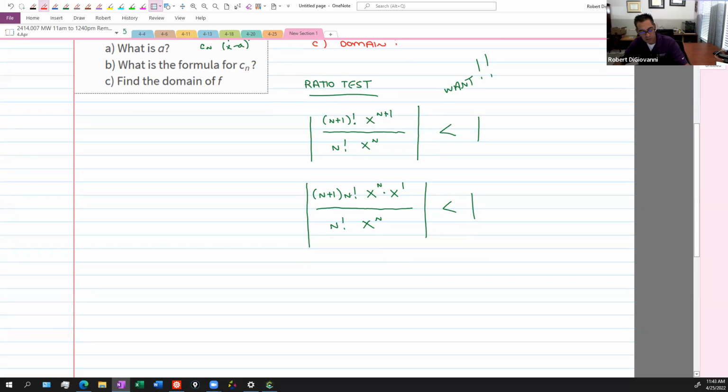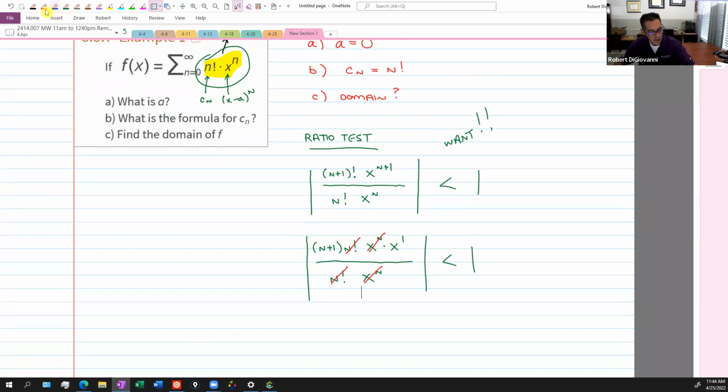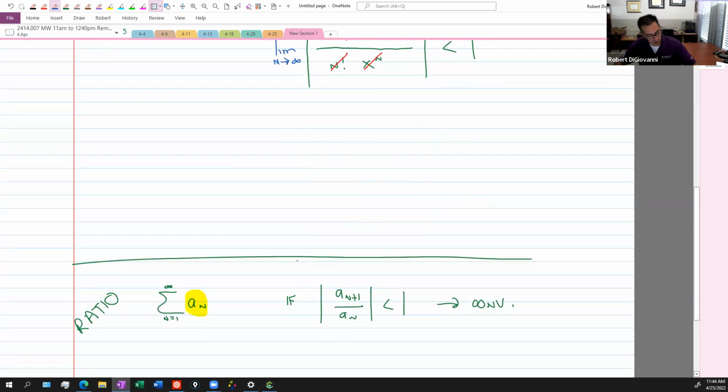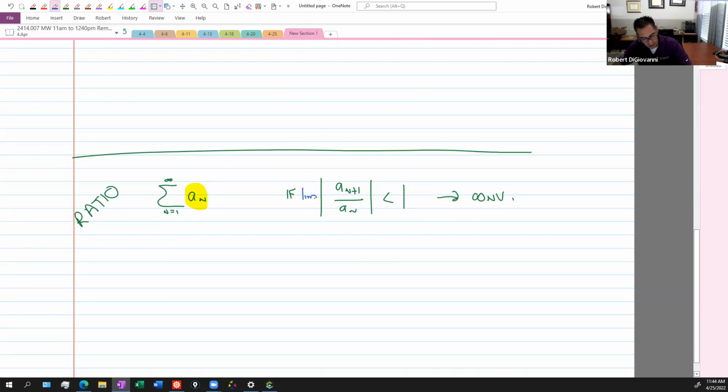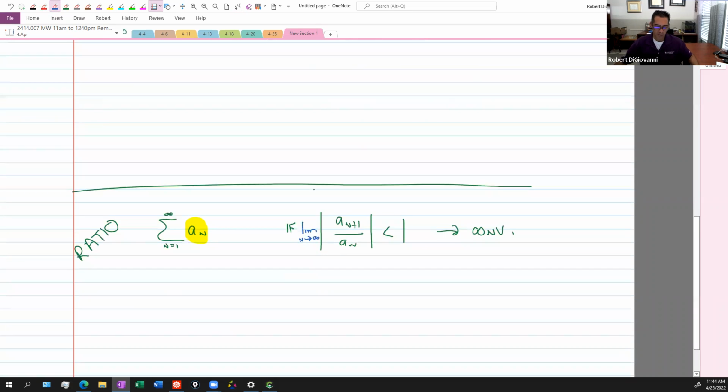Now cancel n factorial, x to the n. Right? Oh, you know what I'm missing? Sorry, I'm so sorry. Limit n goes to infinity. We're supposed to take this limit. Sorry, the ratio test has a limit in front. Limit n goes to infinity. Must be Monday.